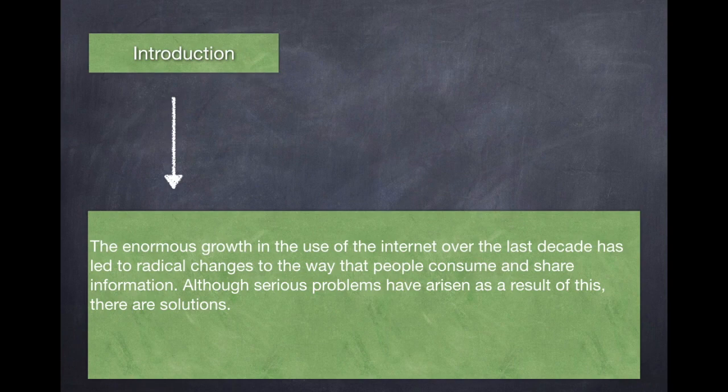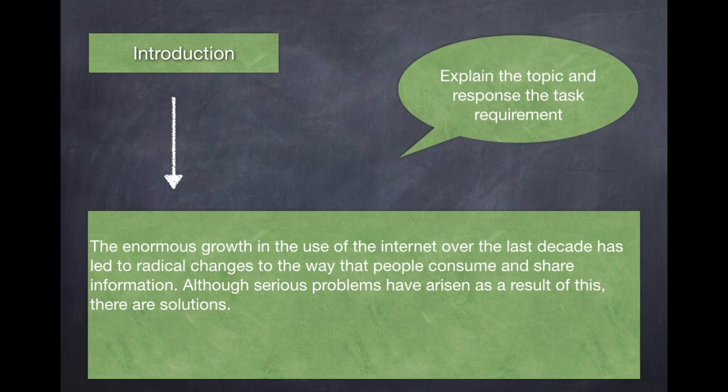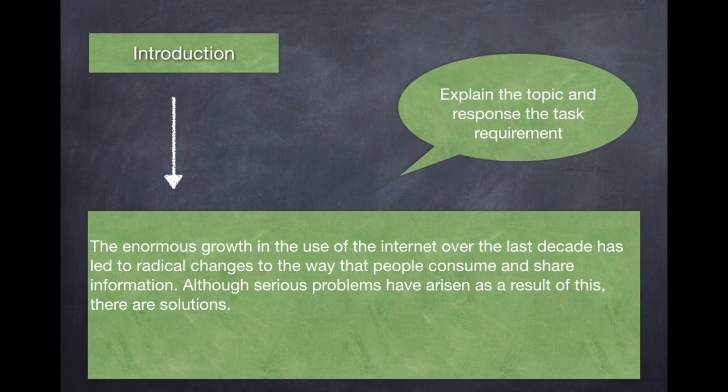So we can summarize that the main function of the introduction consists of two sentences. The first one is a paraphrase of the background information, and the second one you just illustrate the purpose to your readers. So we need these two parts. You need to explain the topic and the response to the task requirement. Are you clear? So let's move to the second part.